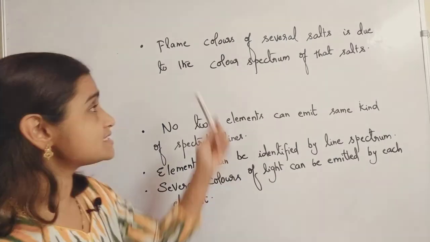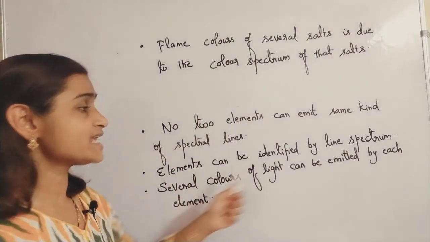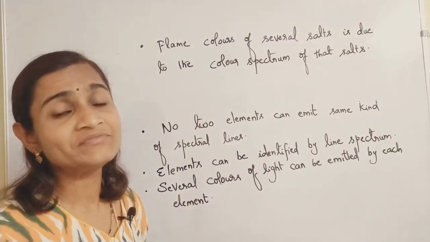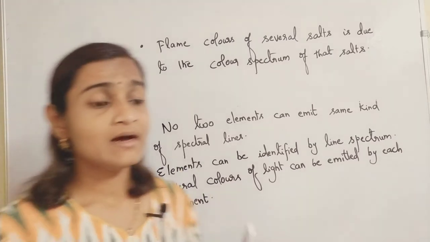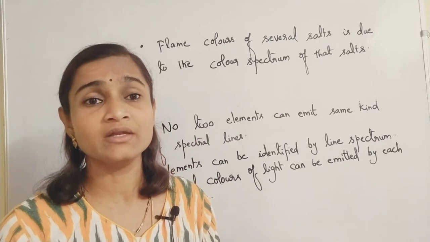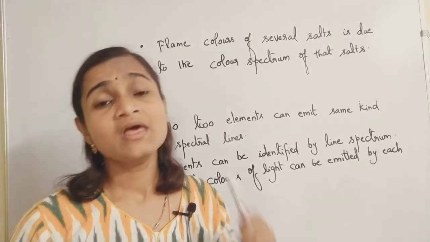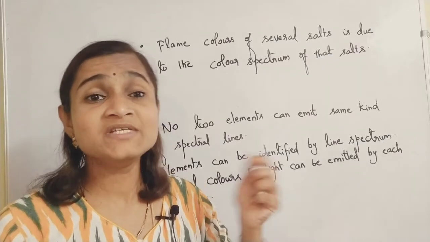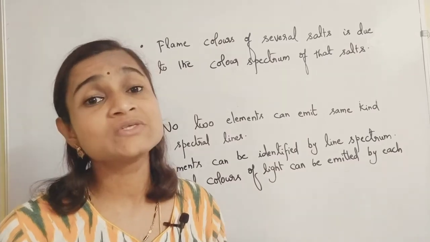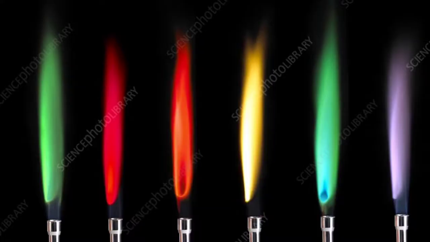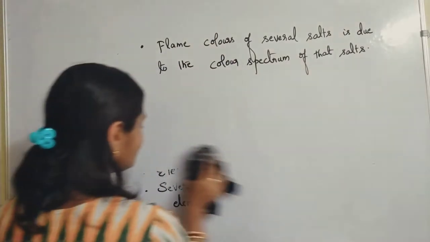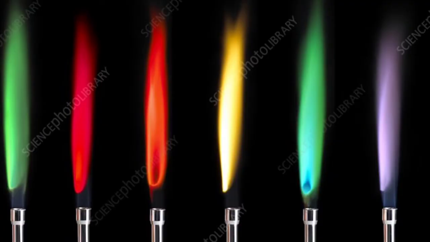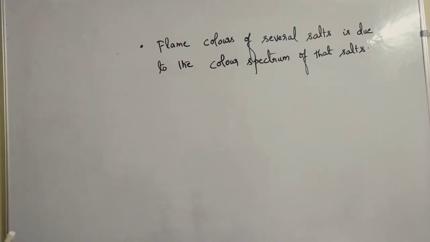Let us understand these points. I just said elements can be identified by line spectrum, so flame colors will give you the identification of that element. In your flame test, in your intermediate or class 12th practical work, they will ask you to do the flame test and give you one salt. The salt may be white in color, but by observing the color of the flame, you have to identify which salt it is. That is the importance of spectrum. Different flame colors will give you different ideas about the salts. So you have VIBGYOR colors.